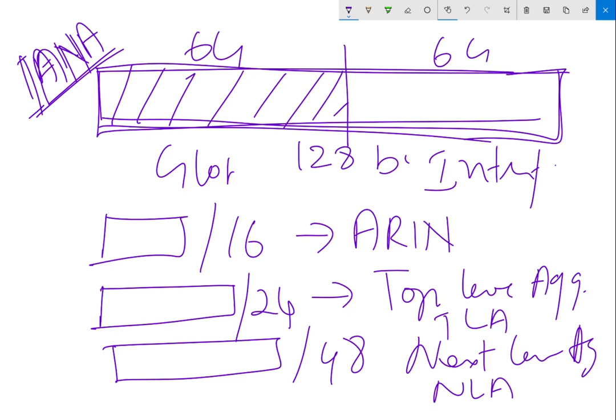So in this 64, the first 16 is for ARIN, the second one, the /24, is for TLA, that is top level aggregation, and the third one, /48, is for the next level aggregation. And then the final one, this entire /64, belongs to SLA. What is SLA? SLA is site level aggregation. So this is how the global identifier is classified, right?